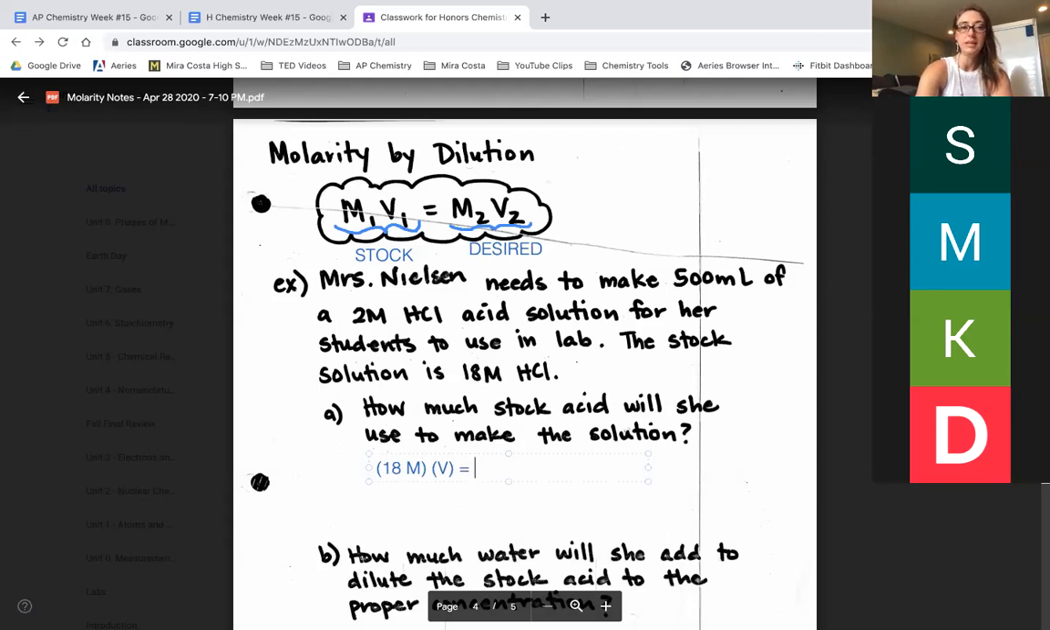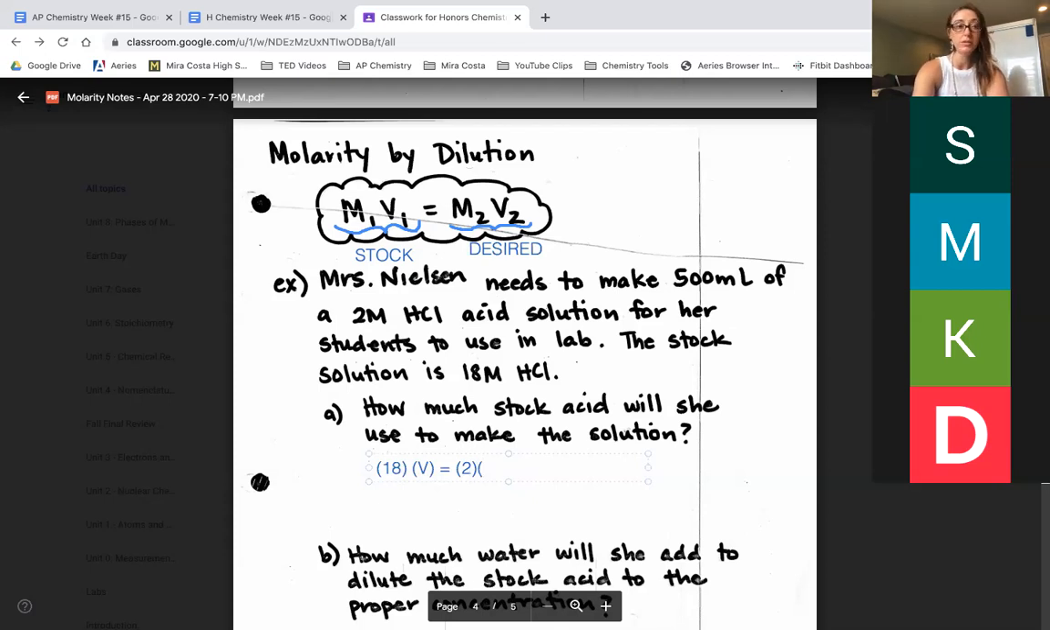And I need a 2 molar solution. That's my desired concentration. Molar. I'm not even going to put in my units here because otherwise it gets a little too confusing. It's easier to see what the unknown is if I don't include units. So, and I need 500 mils of it.